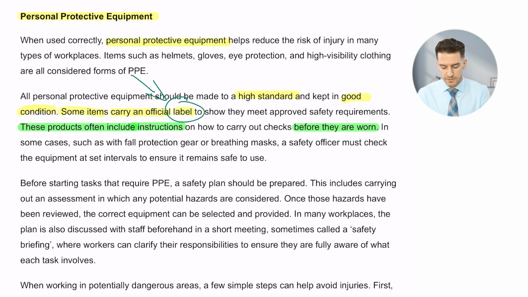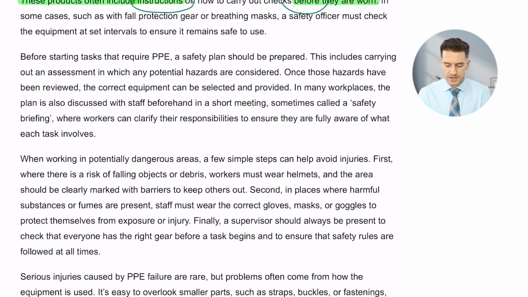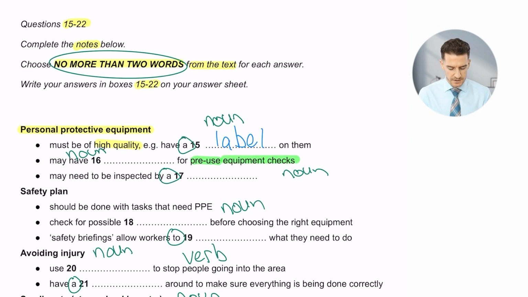Remember, it was talking before about, I can't remember what it said, pre-something checks. So let's have a look. What could the noun be here? These products often include instructions. Okay, so it looks like instructions will probably be the answer there. But let's keep reading ahead just to check. In some cases, fall protection gear, breathing masks, safety officer, yeah. So it looks like instructions will be the correct answer. Let's quickly write that in there.